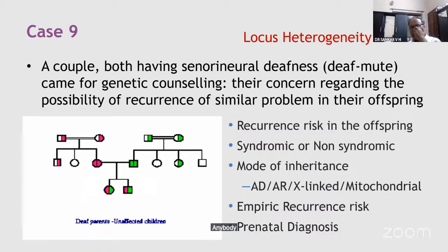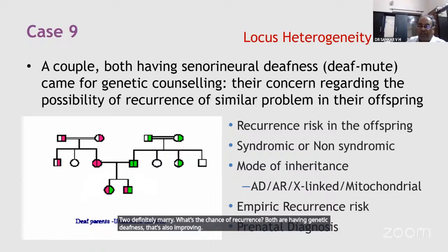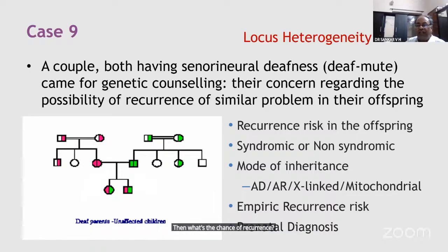Anybody? Because that's very common, we are seeing it. Selective mating: two deaf people will marry. What's the chance of recurrence? Both are having genetic deafness. That's also improving. Then what's the chance of recurrence? What's the commonest inheritance of recurrent deafness?